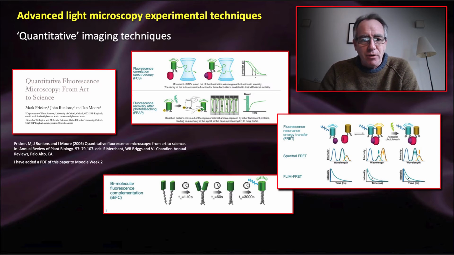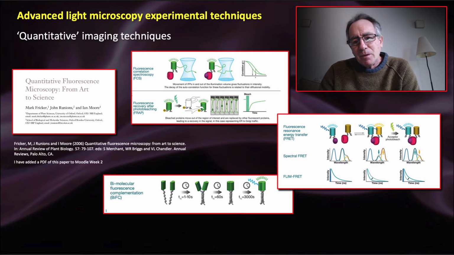And I'm referring you on this slide to a paper that we wrote many years ago now called Quantitative Fluorescence Microscopy, From Art to Science. In other words, after watching the first part and getting your hands on a microscope like this, you should be able to make beautiful images. How do you go from making beautiful images to making images that give you useful measurements about biological phenomena? This is a big paper, and there are lots of pictures like this in the paper illustrating different techniques.